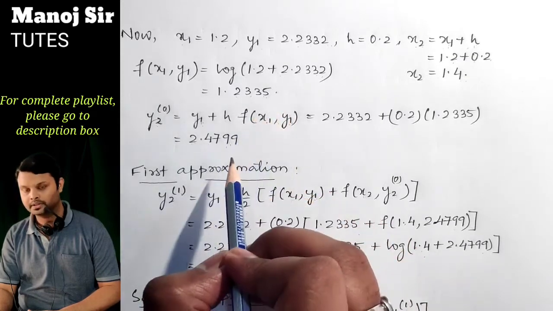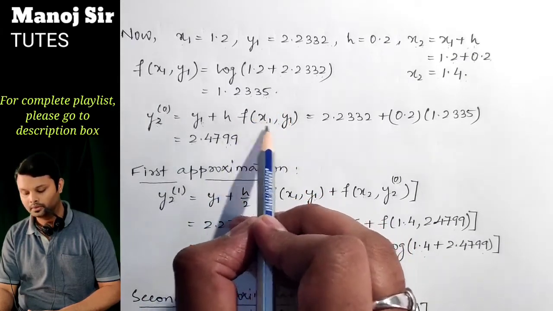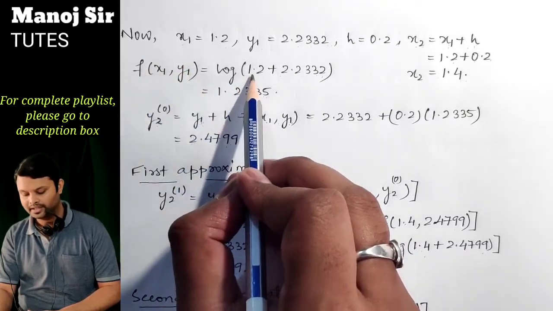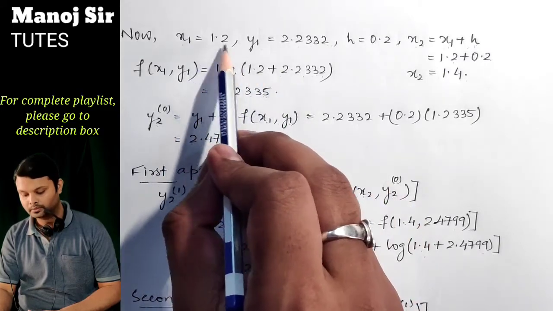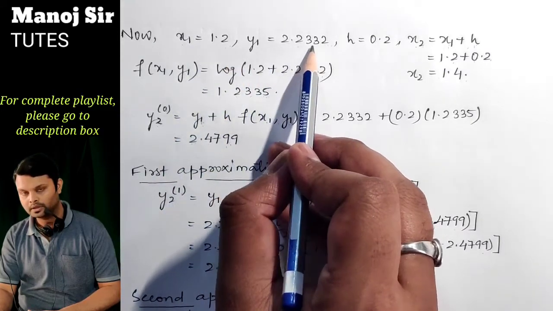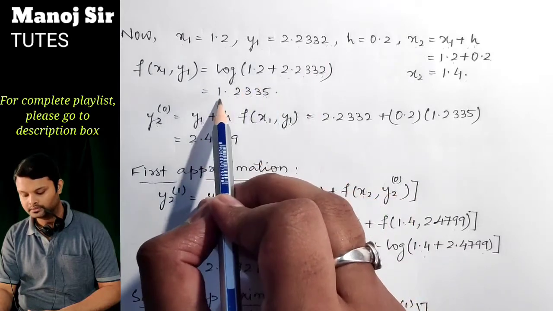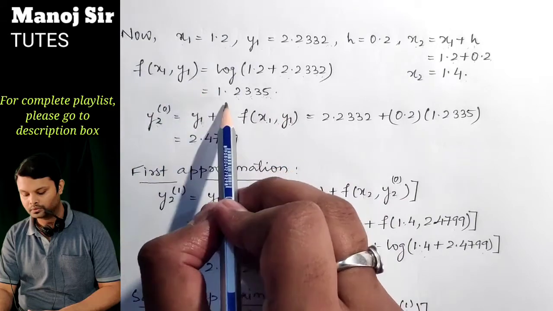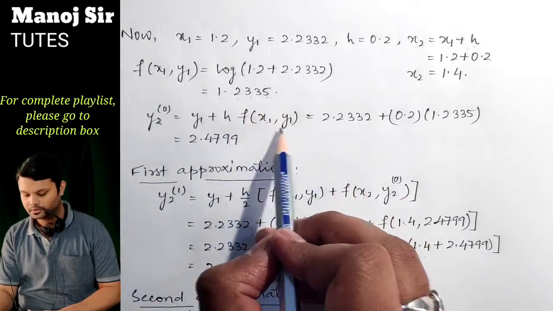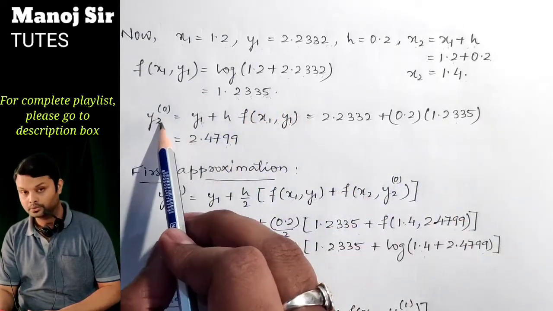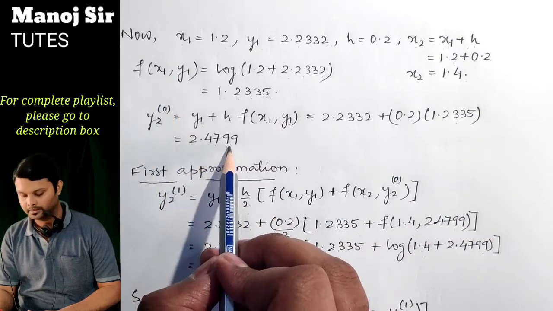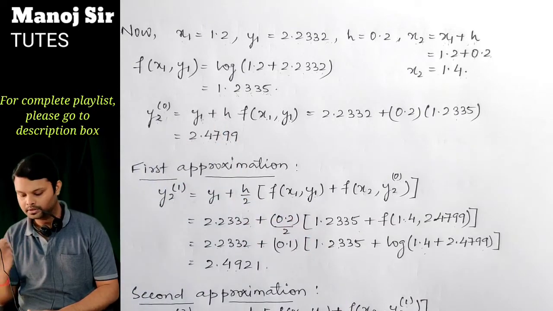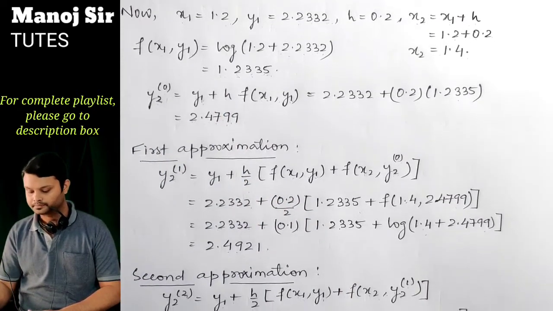Now this term will frequently come, that is f of x1 comma y1. What is the function? That is log of x plus y. So we need to find this separately, that is log of x1 plus y1. What is x1? That is 1.2. What is y1? That is 2.2332. So you will get this value as 1.2335. So f of x1 comma y1 equals 1.2335. Take this value as it is. You will get y2 0 equals 2.4799.